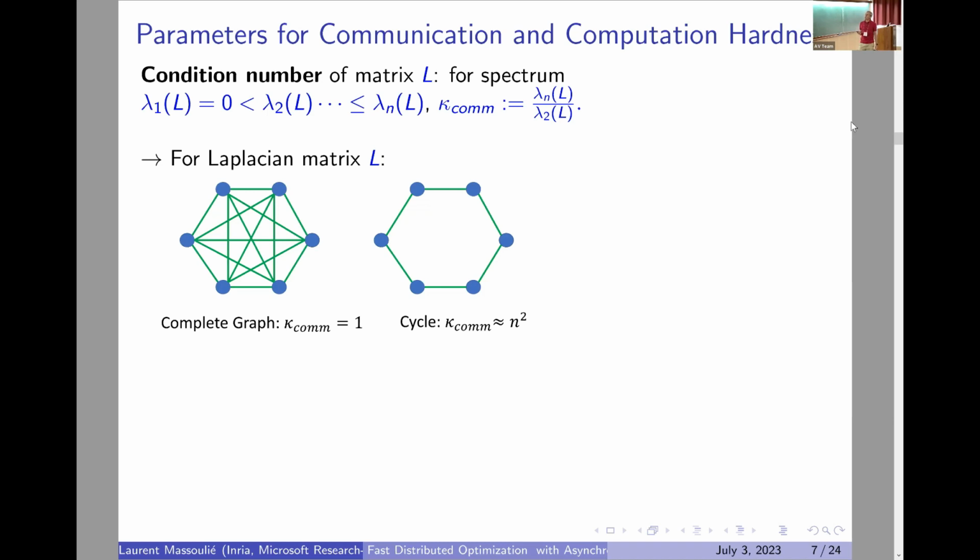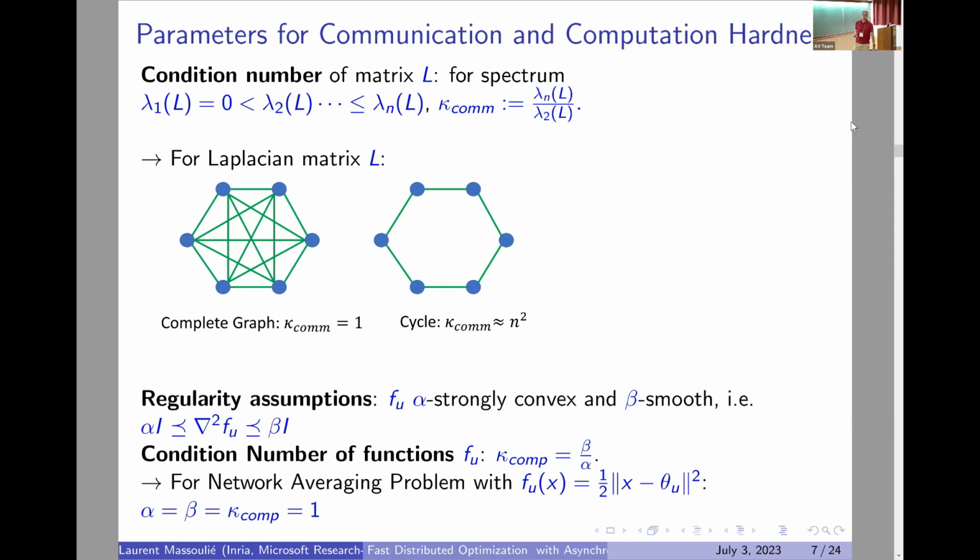In contrast, if you have a cycle with n vertices, kappa comm will be of order n squared, so it's hard to communicate on a cycle. It's much more expensive, as we will see.